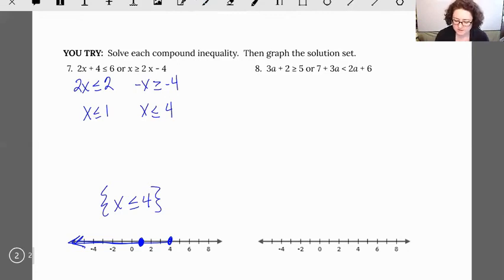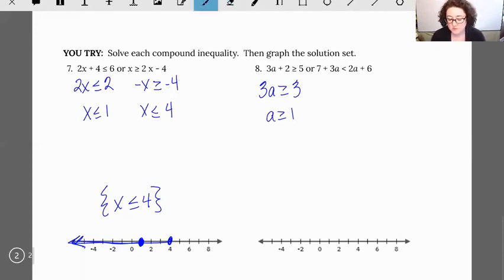Okay, number 8. 3a plus 2 greater than or equal to 5. Let's subtract our 2 first, which gives us a 3. And then divide both sides by 3. So a is greater than or equal to 1. Sorry about that, that is an a.